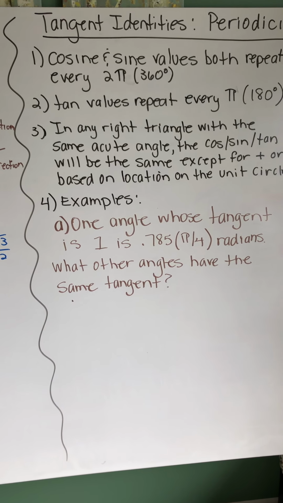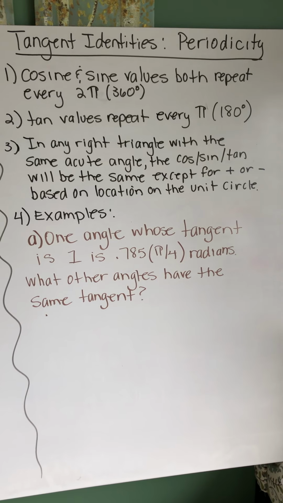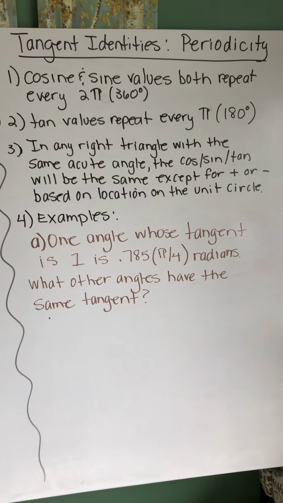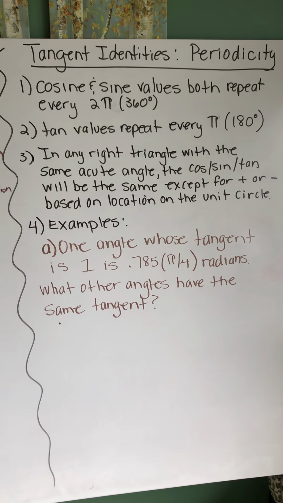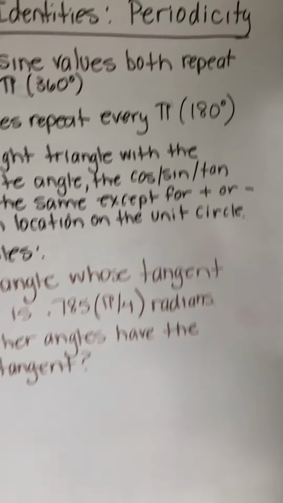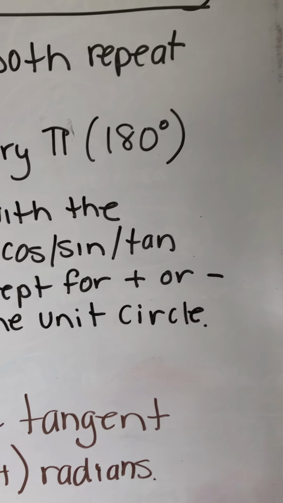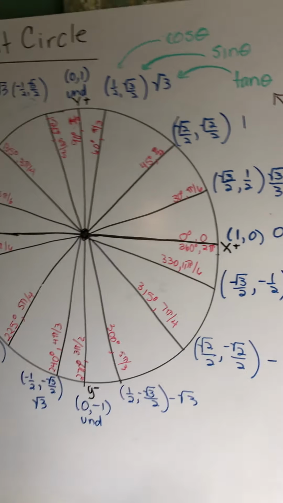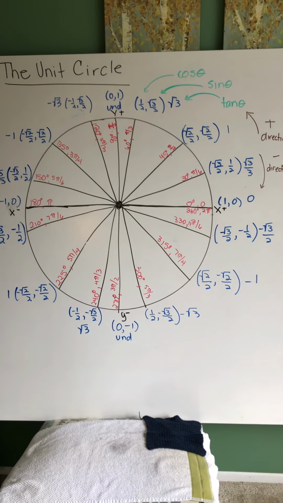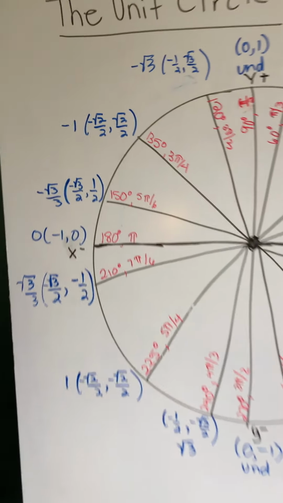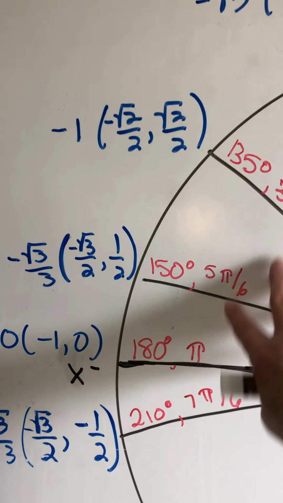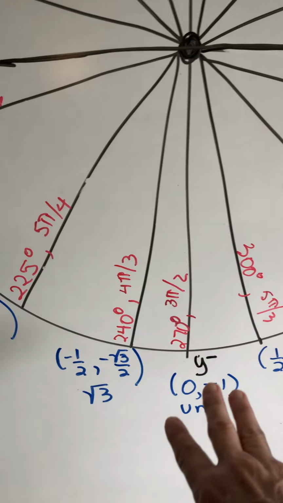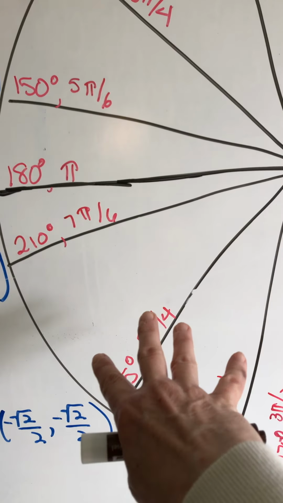You could take a right triangle with a 45-degree angle. Doesn't matter where you place it, the cosine, sine, and tangent values are going to be the same. Okay? The only thing that will change is whether the values that are staying the same are positive or negative, based on where that triangle is on the unit circle. If you place that triangle where the x's are negative, your cosines are going to be negative. If you place that triangle where the y's are negative, your sines are going to be negative.